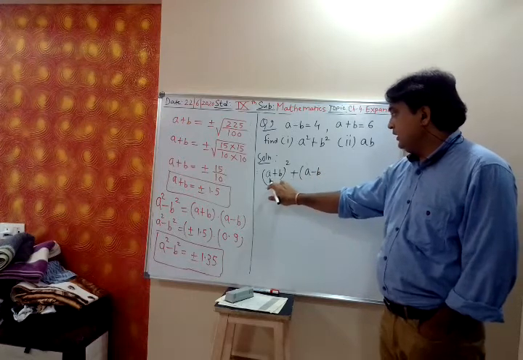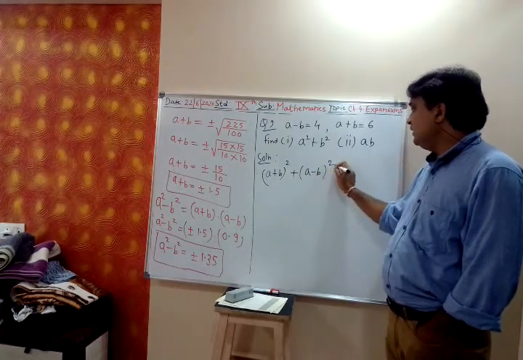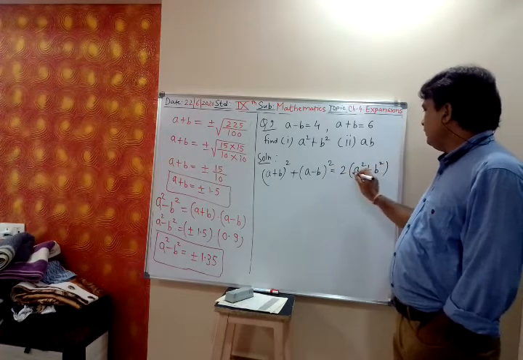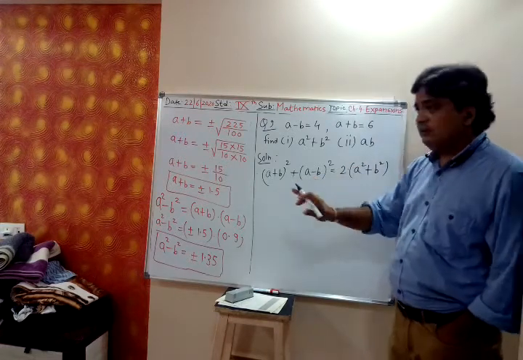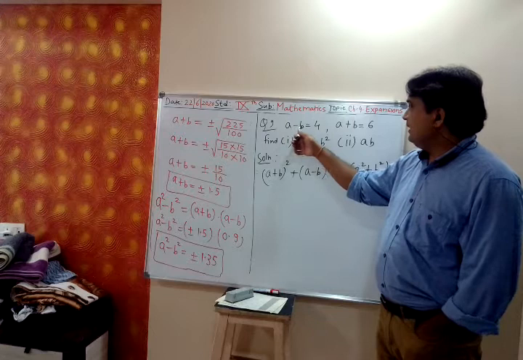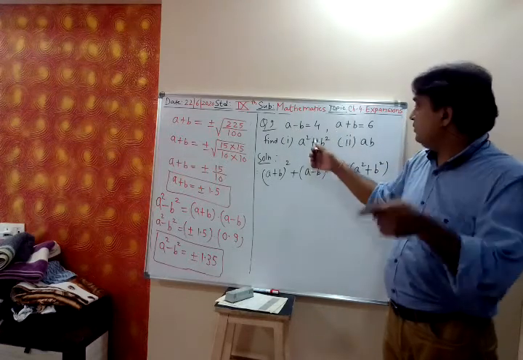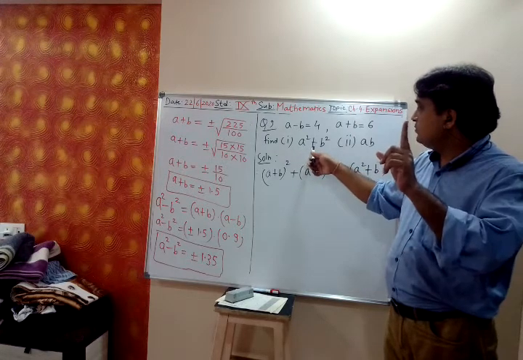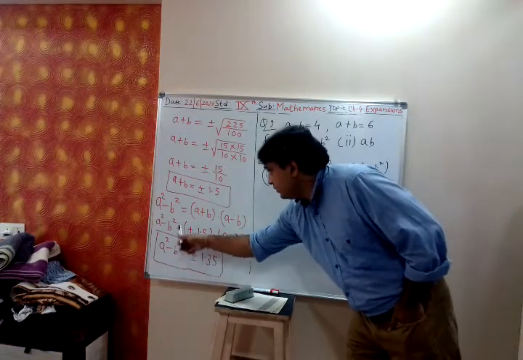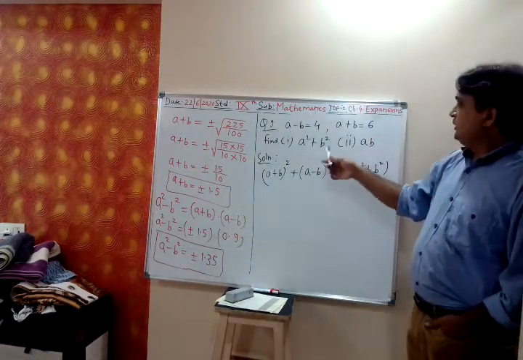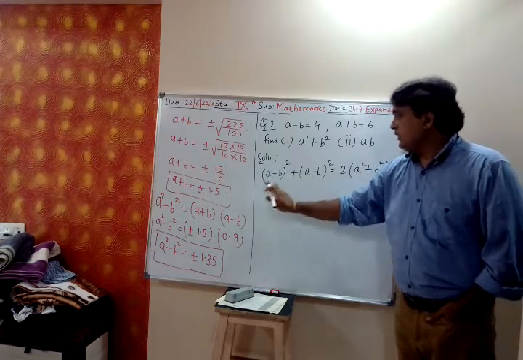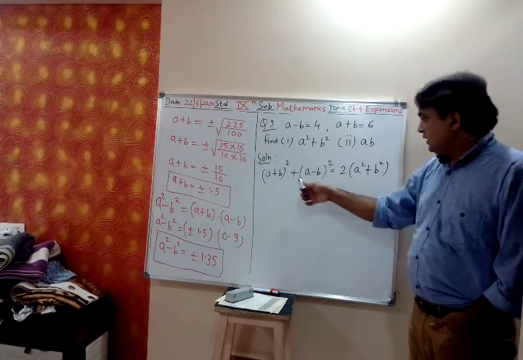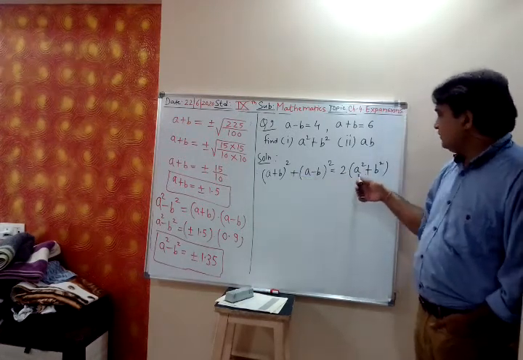This is important. A plus b whole square plus a minus b whole square is 2 times a square plus b square. The other formula is not used, because a minus b into a plus b will be a square minus b square, and here it is plus. It is a square plus b square, not a square minus b square. If it is a square minus b square, we write a plus b into a minus b. If there is plus sign, then it is 2 times.